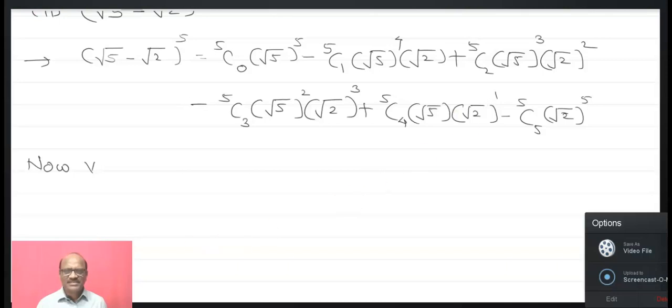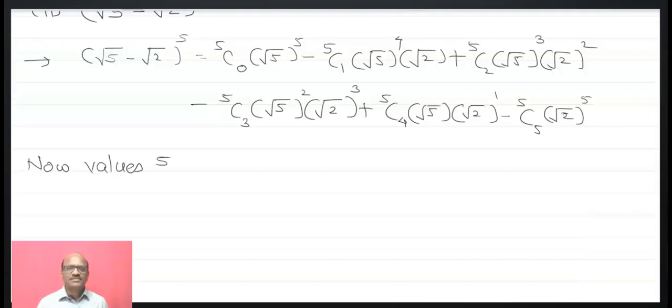Now see this here. Now again here see this, that is the powers of root 5 are decreasing and the powers of root 2 are increasing. Now see this here. Now the values. I will write here root 2 raised to 4 shortly.